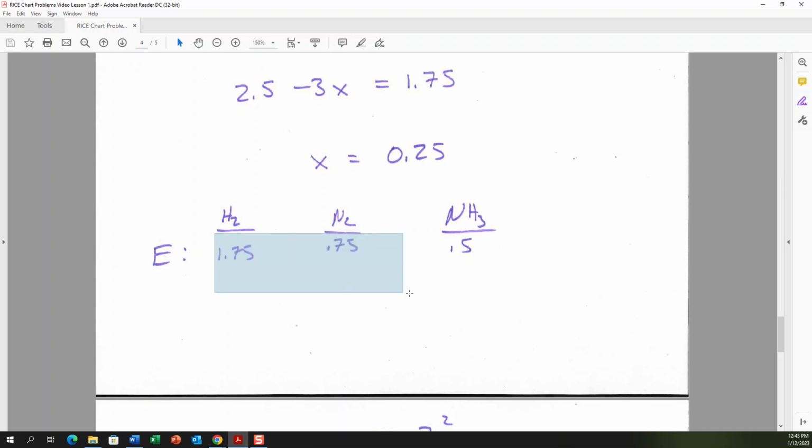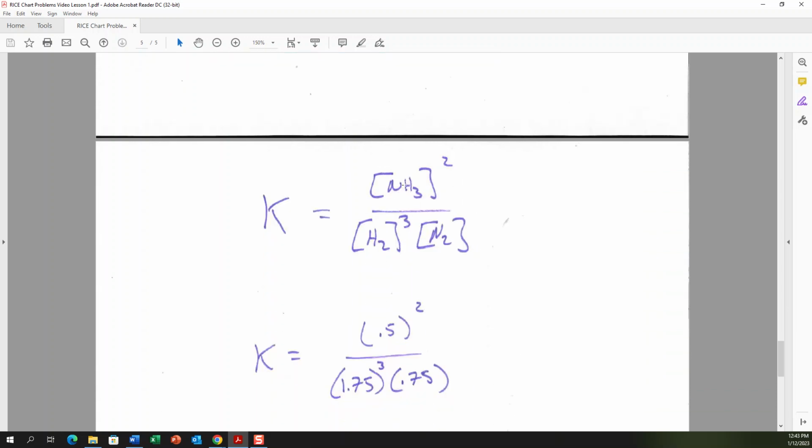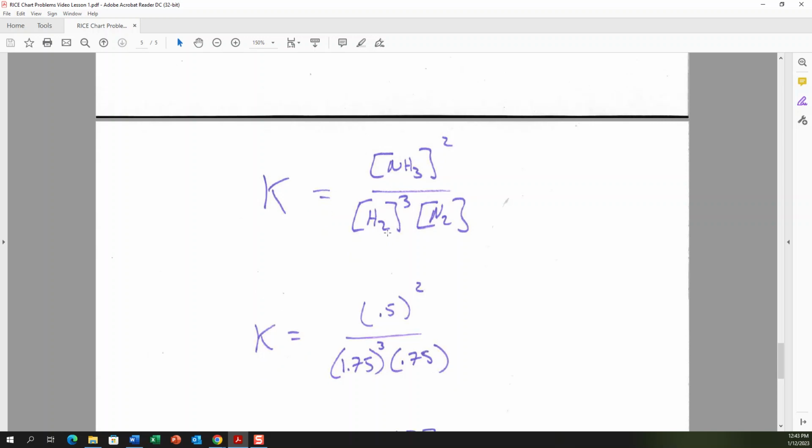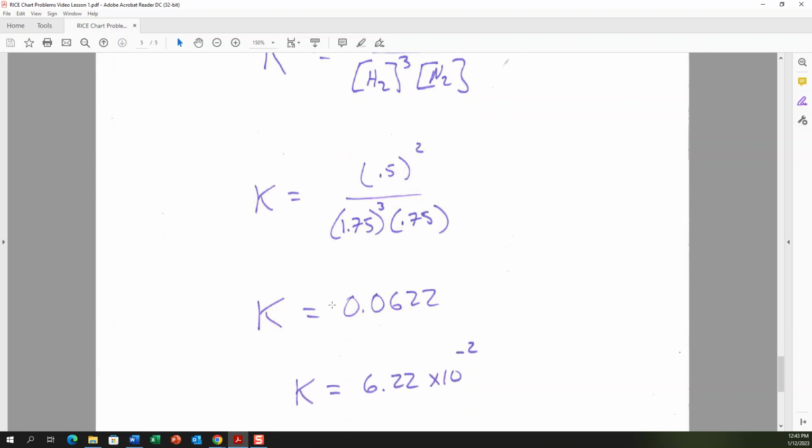Now all we have to do is take those numbers and plug them into the equilibrium expression. So let's recall our equilibrium expression. Don't forget to square the ammonia. Don't forget to cube the hydrogen. So the ammonia was 0.5 at equilibrium. So 0.5 squared divided by 1.75 cubed, and then divided by 0.75. And that'll give us our answer. So we plug in those numbers, we get our value of K.